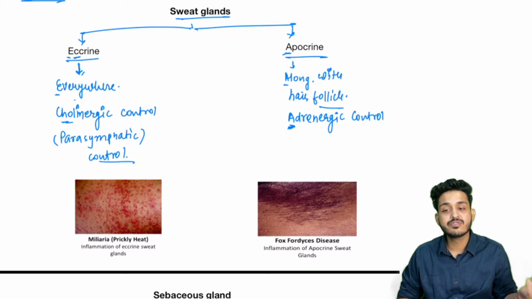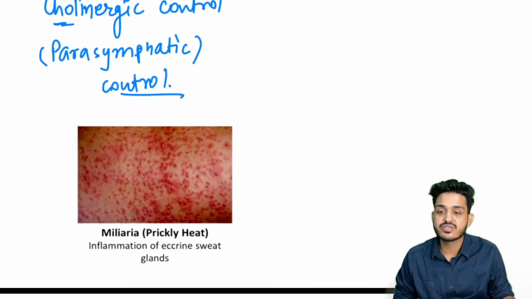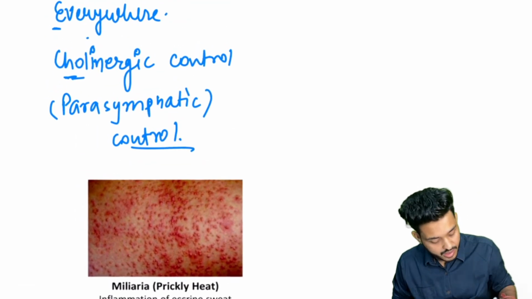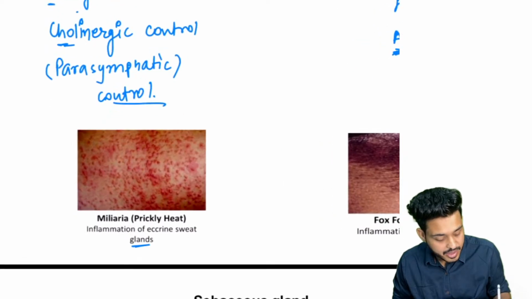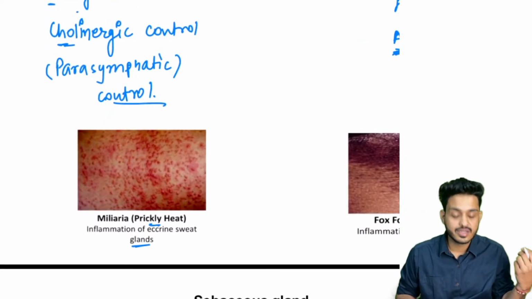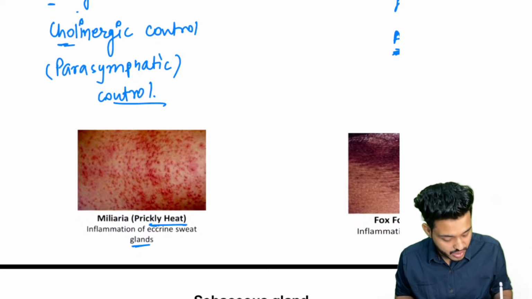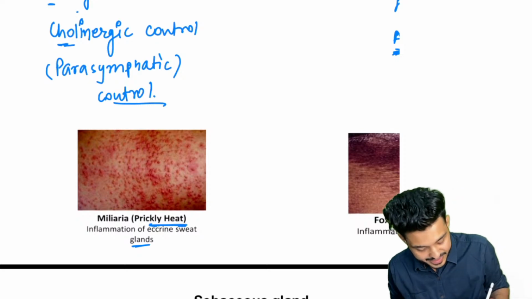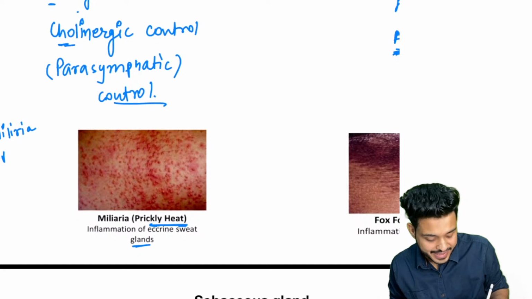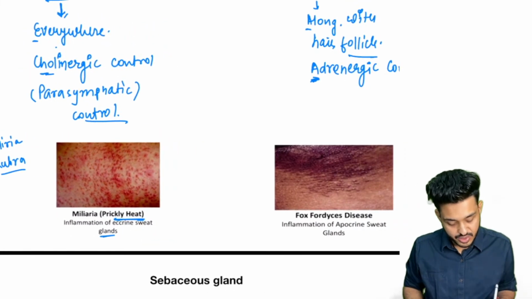So what will happen when there is inflammation of eccrine gland? Inflammation of eccrine sweat glands is known as miliaria. Miliaria means prickly heat. What is prickly heat? Everyone must have had it. That is your ghamuria, nothing but your ghamuria, right? So this is your prickly heat or miliaria. And miliaria rubra means red color. Okay, so that is your prickly heat.